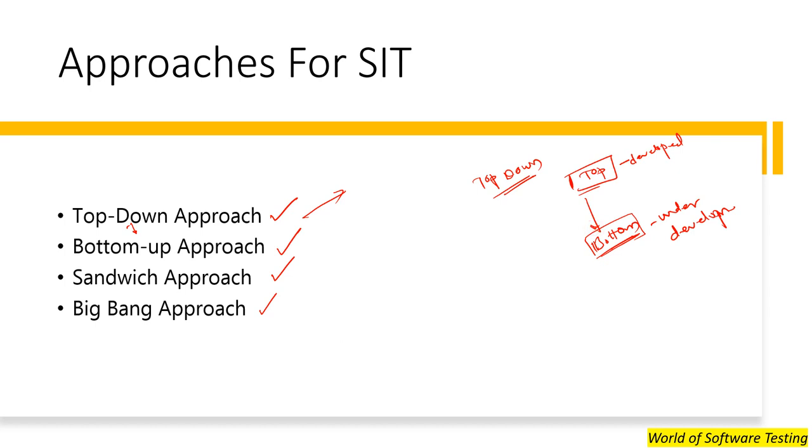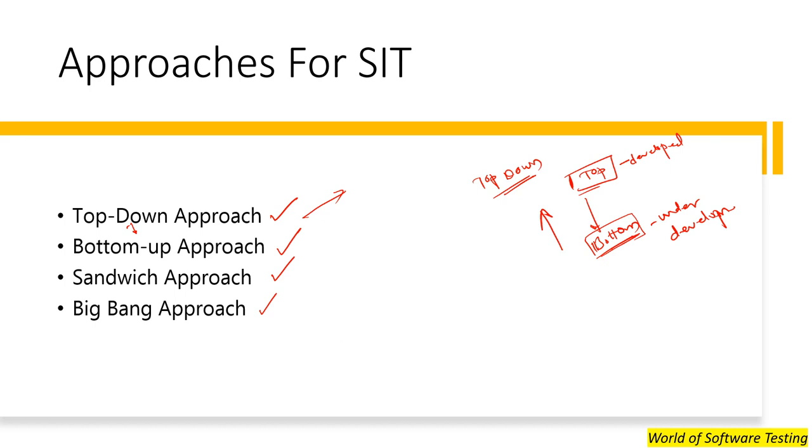The stubs are basically dummy programs, which are used to call the functions of a topmost module in case the lowest modules are not available for the integration. Then the second is the bottom-up approach, which is completely opposite. In the bottom-up approach, the bottom modules are developed first, and then the top level modules are under development.